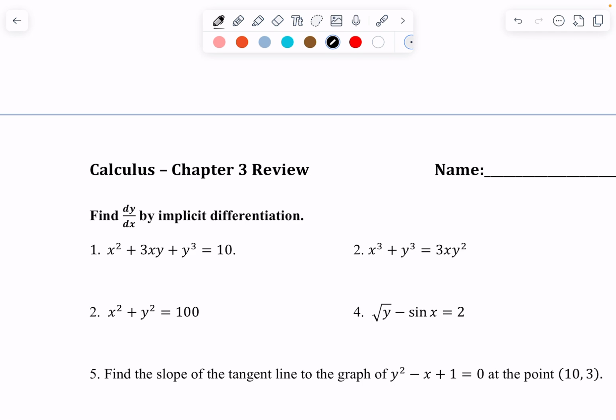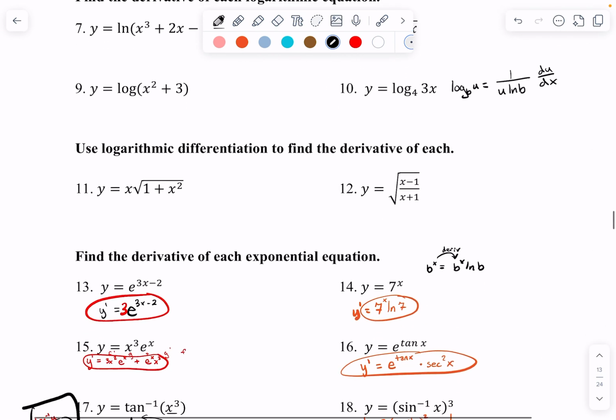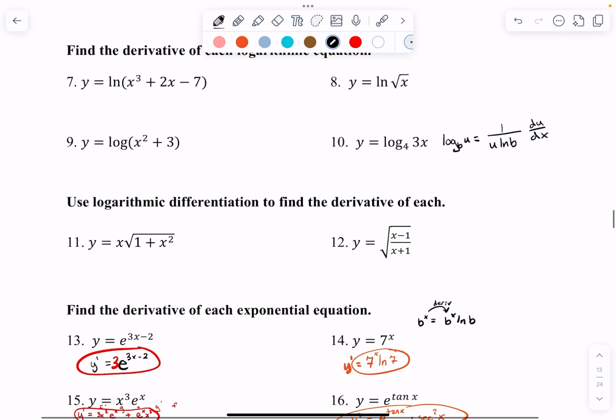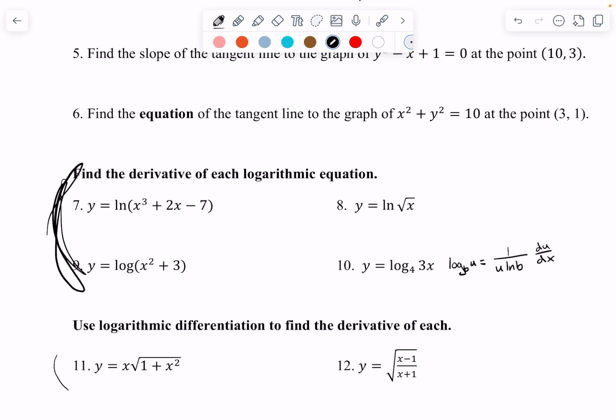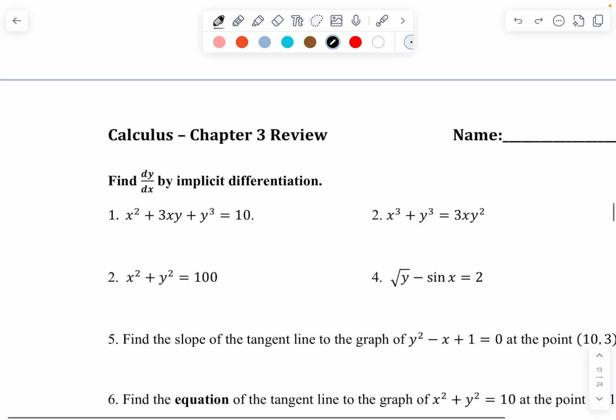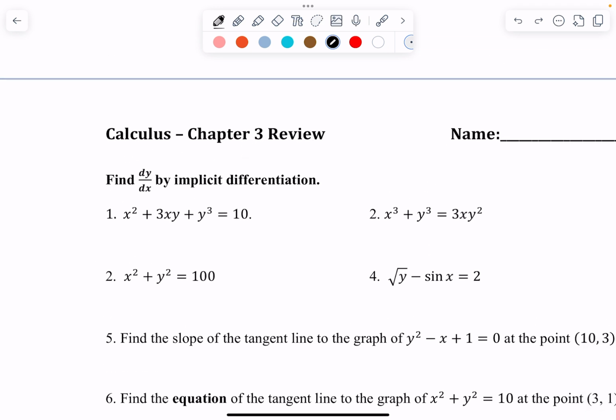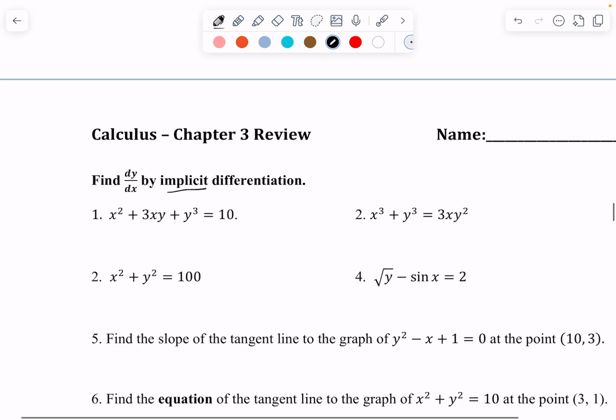I am going to start, and instead of working back to front like we were doing before, I am going to work top to bottom, or front to back, okay? Because we really need to do these log problems before we do these log problems, just as a refresher. So I'm going to start at the top, and the very first thing that we started to do in chapter 3, like 3.1, was implicit, right?